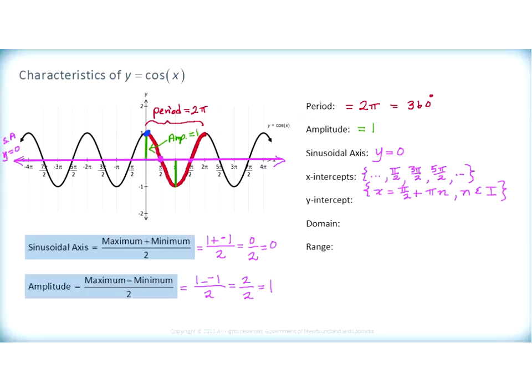And the y-intercept in this case, which again helps us to distinguish the graph of sine x from cosine x, the y-intercept for cosine is (0, 1). So we say that the domain for the cosine graph is all values of x belonging to the set of real numbers.